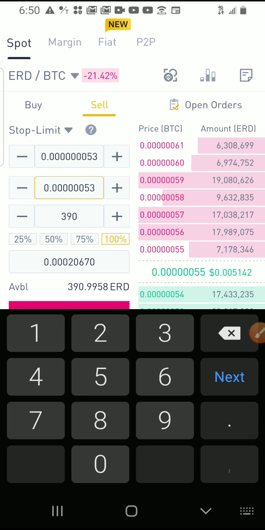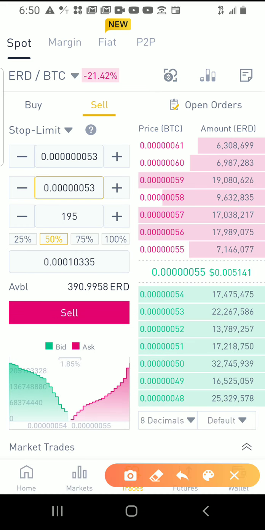I've said to us before that 25% means you are selling 25% of the coin you bought, 50 means you are selling 50, 75 means you are selling 75, and 100 means you are selling everything. So at this point, I want to sell every bit of my ERUD. So I'm selling 390.9958 ERUD. So I'm going to click on 100%. If I click on 50%, it's going to divide it by half for me.